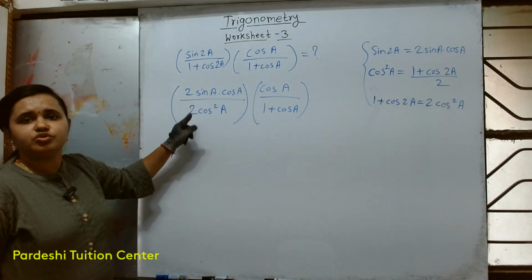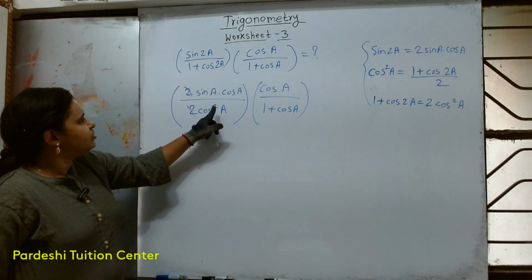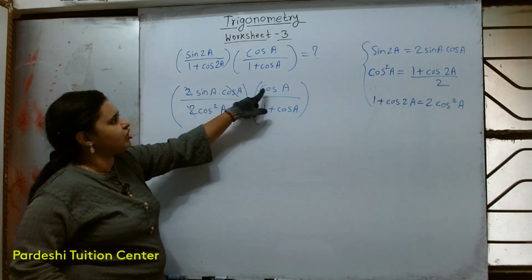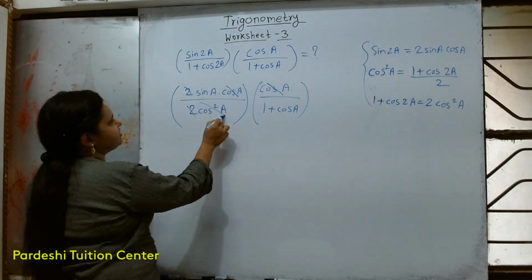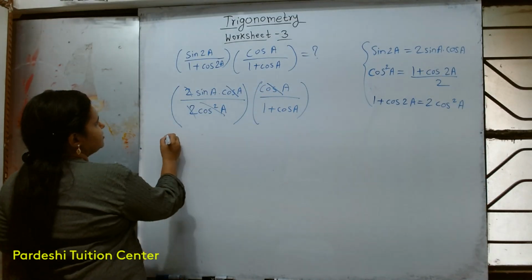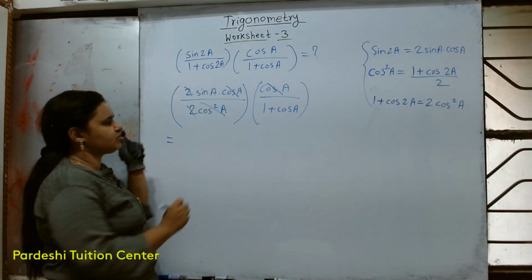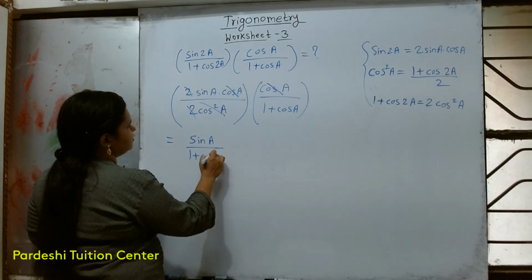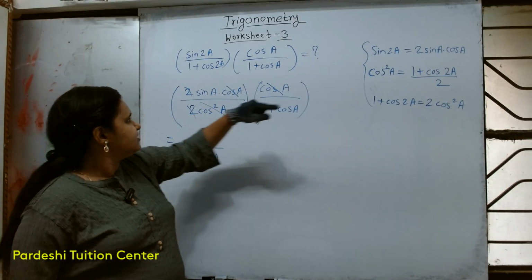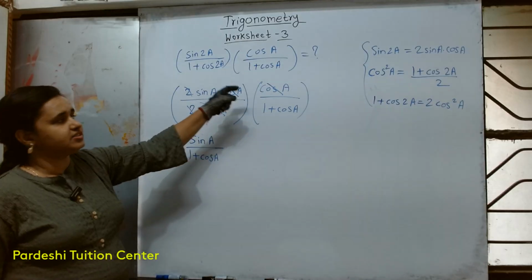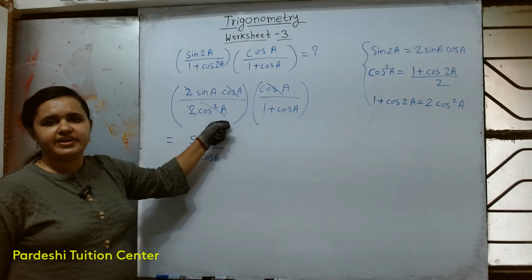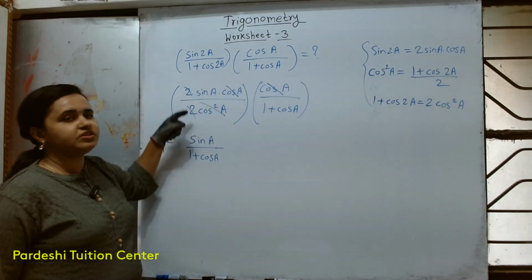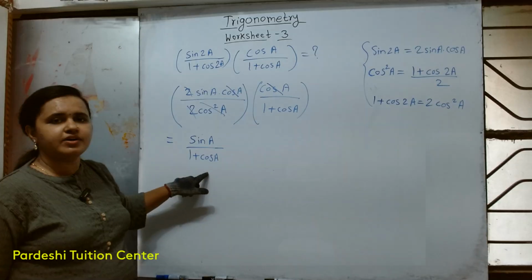Now 2 will get cancelled, and cos A, here it is in multiplication, so it will be cos A into cos A, that is cos square A, which will be cancelled with cos square A in the denominator. So what is remaining? Sin A upon 1 plus cos A. We have just used those formulas and replaced sin 2A by 2 sin A cos A and 1 plus cos 2A by 2 cos square A, and the second bracket we write as it is, and cos square A is cancelled and 2 is also cancelled. So remaining is sin A upon 1 plus cos A.